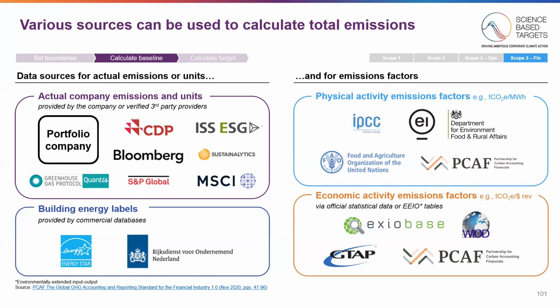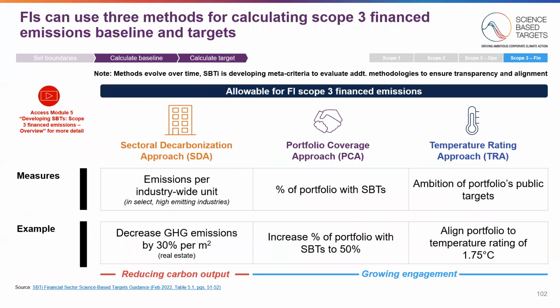Now that we have a baseline understanding of what types of data will be needed to be accessed, we can go into more detail on the intricacies required in calculating baselines and targets of Scope 3 finance emissions. As a reminder, these are the 3 methods that are allowable for calculating the baseline for Scope 3 finance emissions. More detail on these methods is available in the previous module, Module 5. These three methods, again, are the sectoral decarbonization approach, the portfolio coverage approach, and the temperature rating approach.